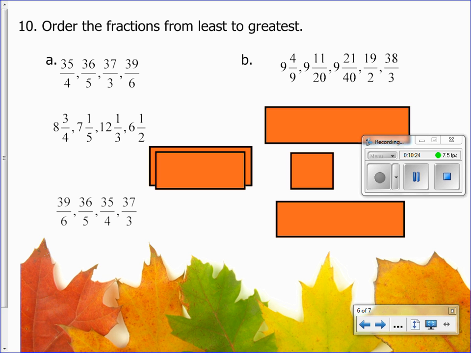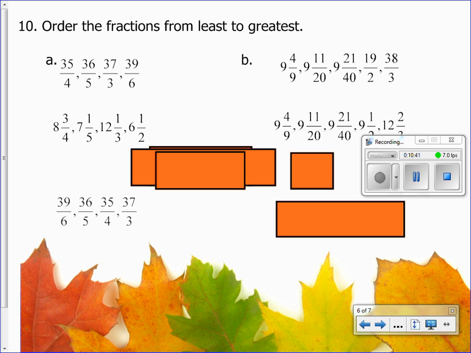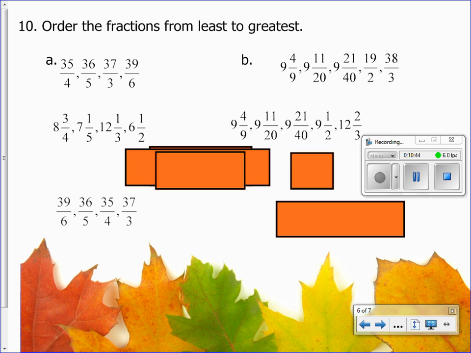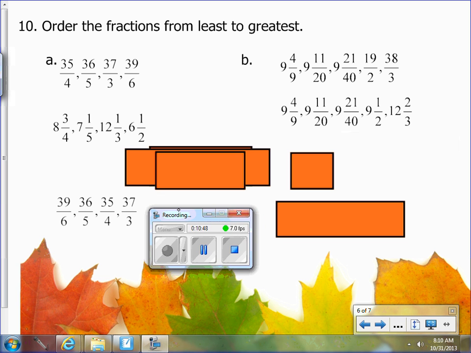So let's look at B. Notice that we have some that are in mixed numbers, some that are improper. So let's change the two that are improper to a mixed number. So we have changed each of those fractions to be a mixed number. So we're going to look at these now and start comparing.